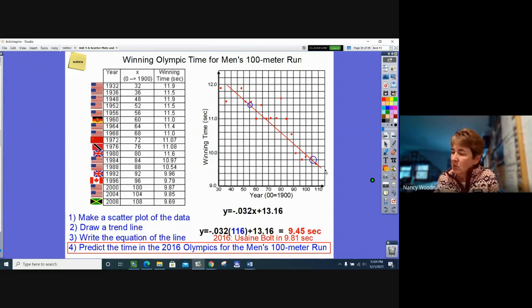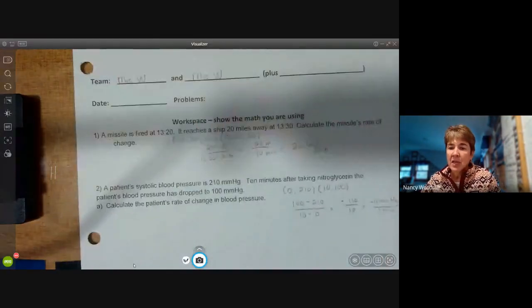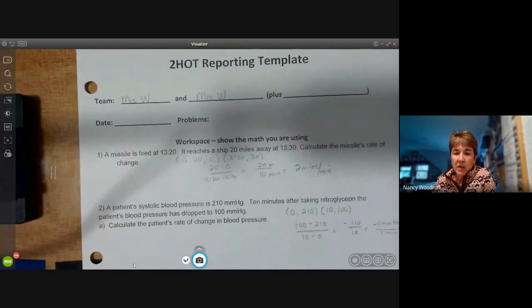Okay, the next thing I want to do is look at the too hot reporting template. Usually we do this with 2 people, higher order thinking. We usually do it in pairs, not happening this year. So let me get that answer key up, and we'll take a look again. Sorry about the shadows, but this is where I'm at right now.